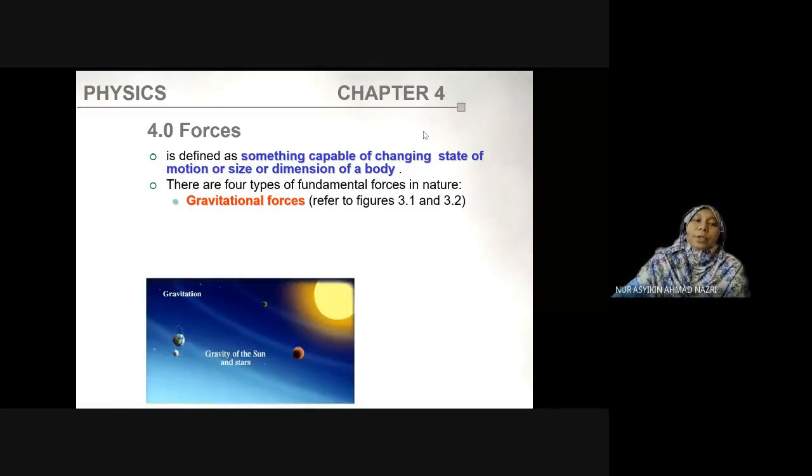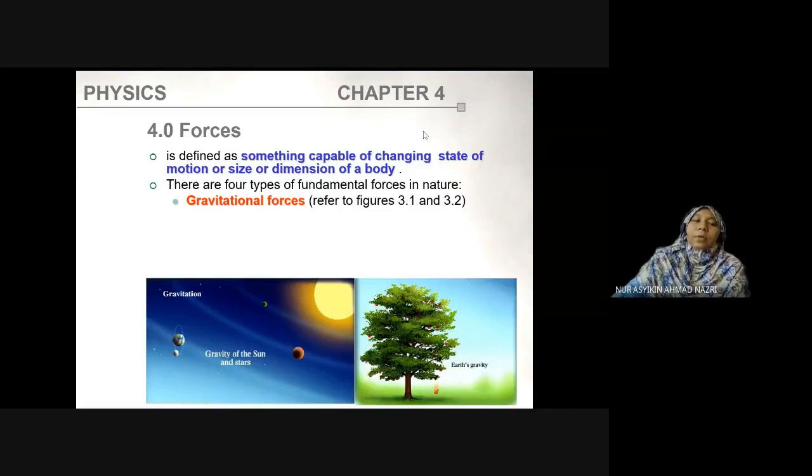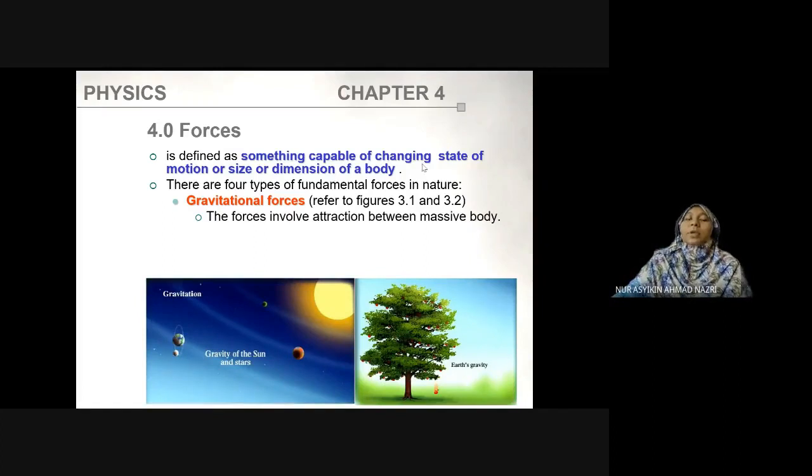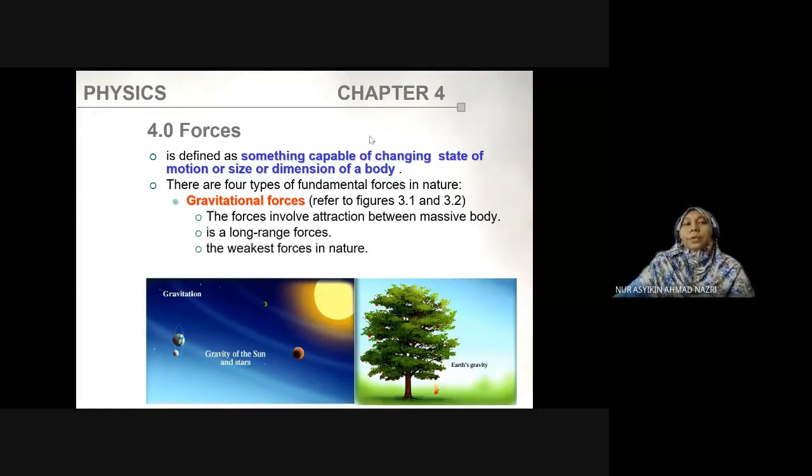Okay, gravitational force. Contoh kita ada gravitational forces. The force involves attraction between massive bodies. It's a long range force, the weakest force in nature. Macam tak rasa, tapi kita perasan benda tu daripada kesan. Okay, so kita tak nampak. Force memang kita tak nampak ya.